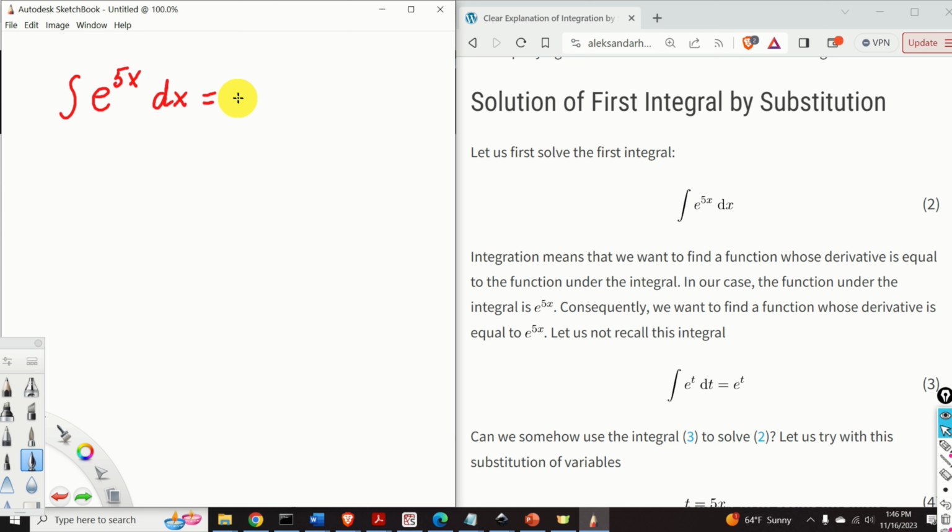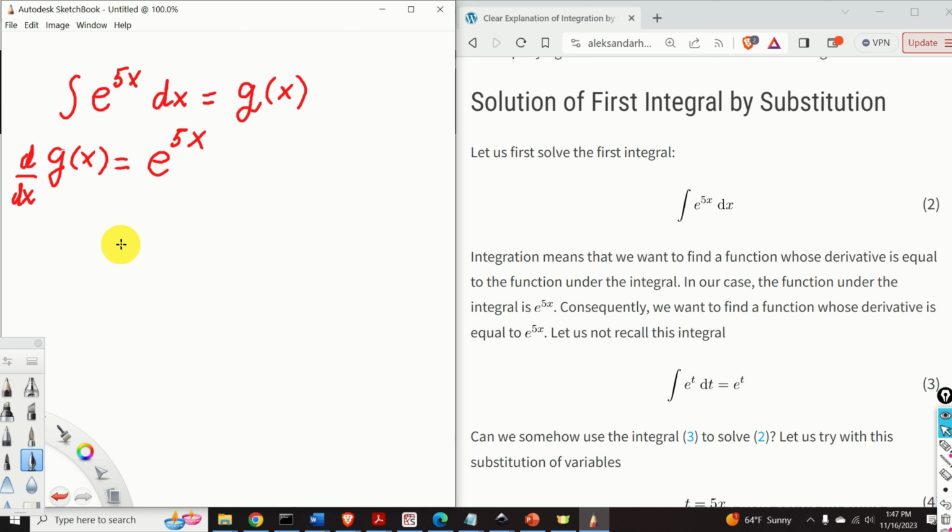Well, an integral of some function is another function, I will denote it like this, g of x, such that when you take the derivative of g of x with respect to x, you should actually obtain the function under integration, and in our case, this is e to the power 5x. That is, we search for the function g of x such that when we take the derivative, we should obtain the function e to the power 5x.